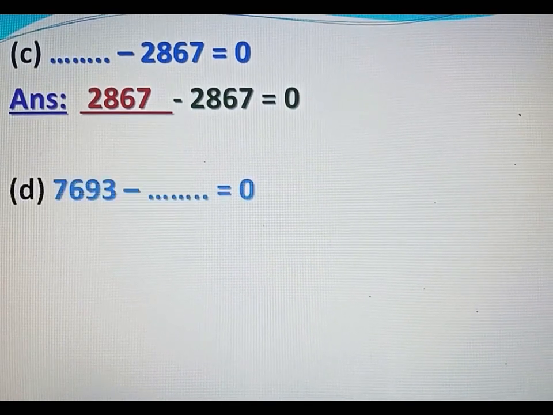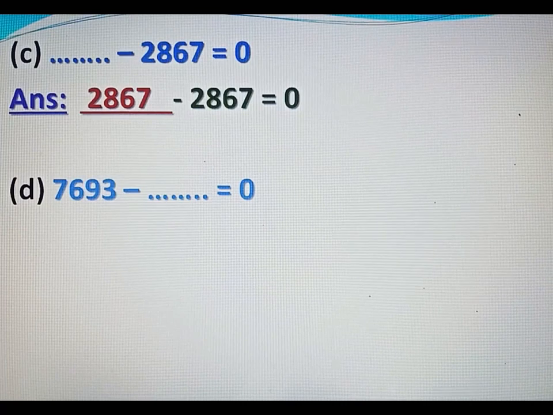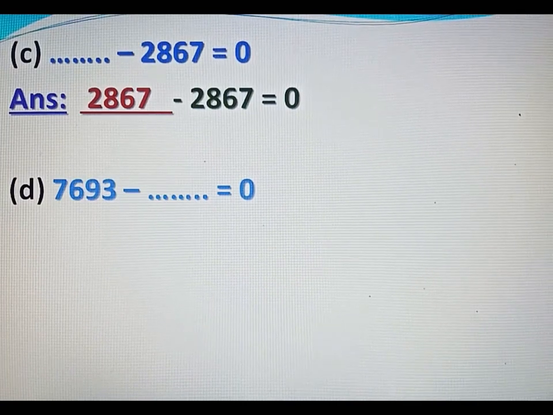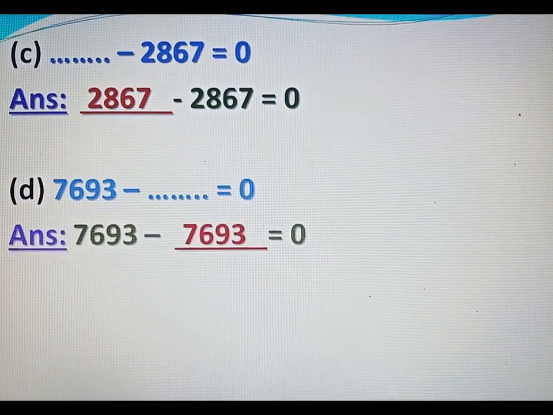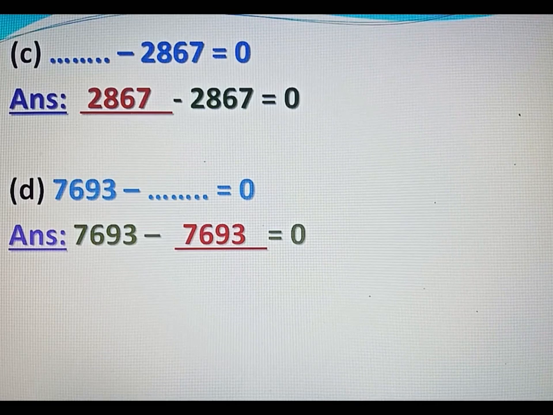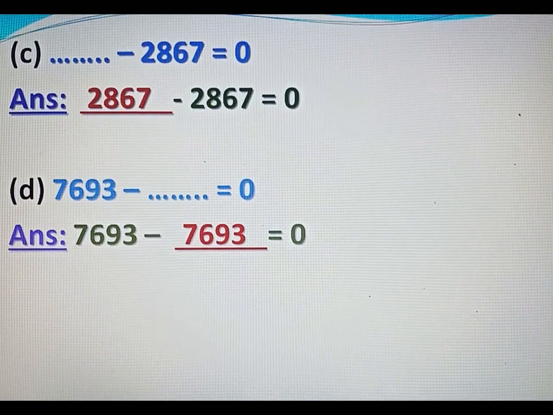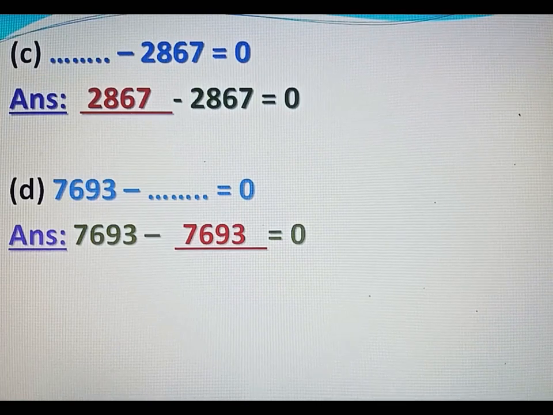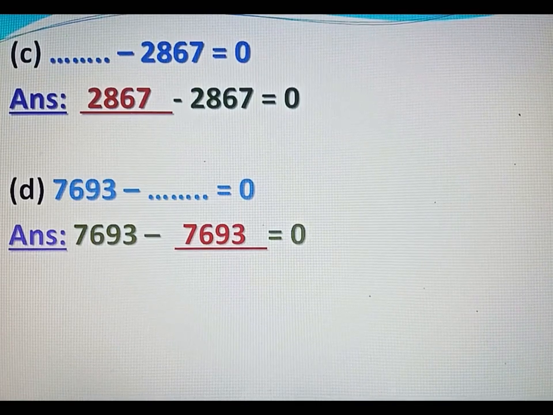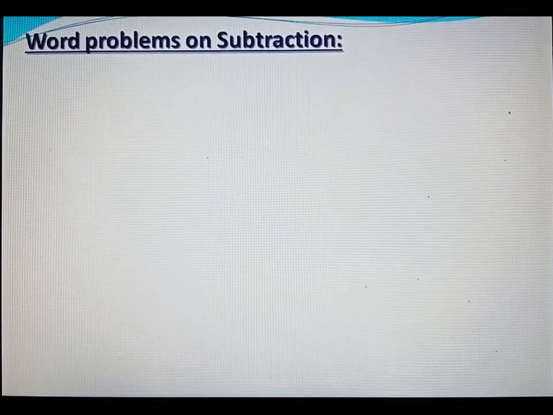D part: 7693 minus dash equal 0. Answer: 7693 minus 7693 equal 0. The same number we will subtract. So the answer is 7693. Next topic, word problems on subtraction.